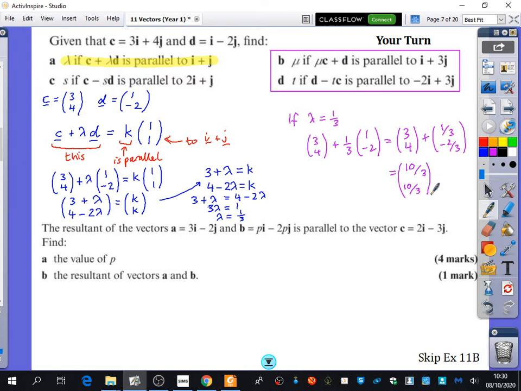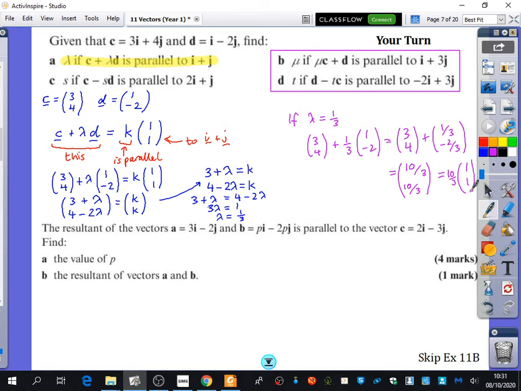Is this parallel to 1, 1? It is parallel to 1, 1 because it's 1, 1 multiplied by 10 over 3. 4 minus 2/3 is 10/3 because 4 is 12/3, so 12/3 take away 2/3 is 10/3. So when lambda is a third, we have made it so that those vectors are going 10/3 to the right and 10/3 up, which is parallel to 1, 1.